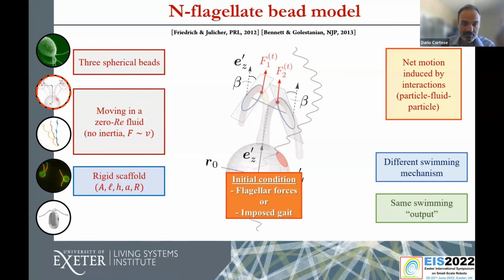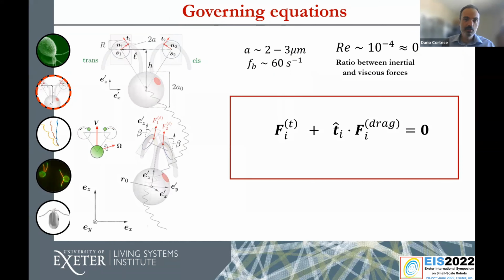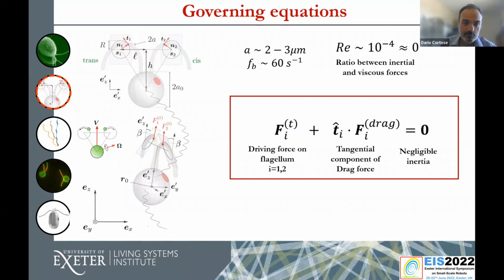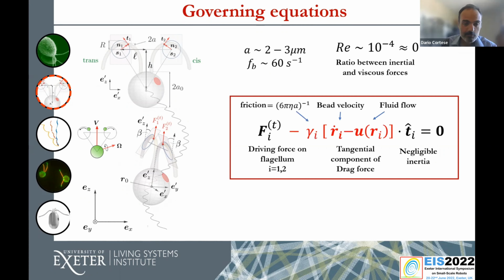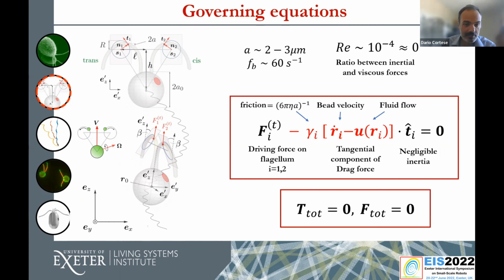beads along the orbits. The equations of the model, very briefly, can be obtained by imposing that the Reynolds number is 0, and then balancing the driving force on each flagellum with the tangential drag force exerted by the fluid on the same flagellum, and that's equal to 0 because the inertia is negligible. Then we rewrite the drag as a function of the bead velocity, the fluid flow, and the friction term. If we add on top of this the torque-free and force-free condition, because remember, there are no external forces or torques on this system, we obtain a closed system of equations that can be solved numerically.